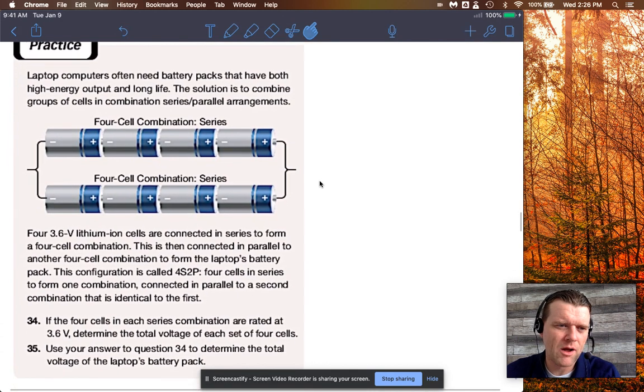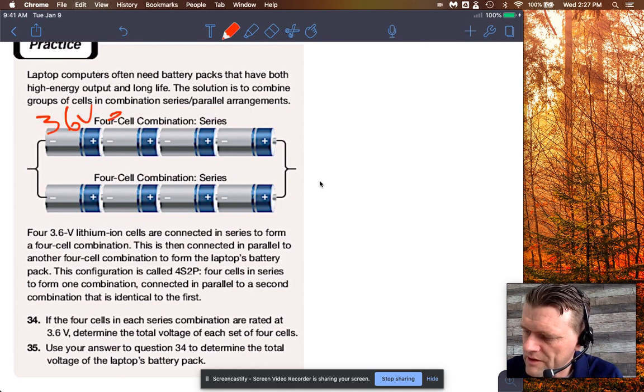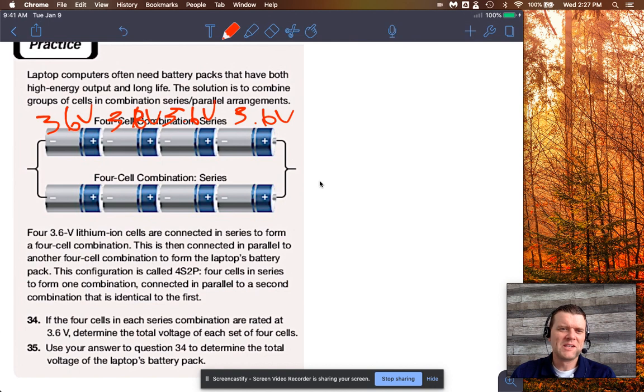So this one focuses on laptop computers, and they use 3.6 volt lithium ion cells. So each one of these little cells is 3.6. Okay, you guys get the idea here. So it's cool though, because they call them a 4S2P configuration. And what that means is four cells in series, that's the S, but then two in parallel, so that you have two sets of those four series cells in parallel, 4S2P. That's just kind of cool.